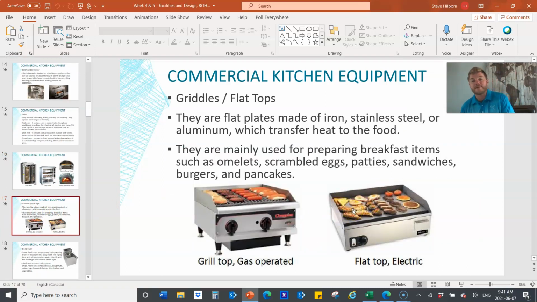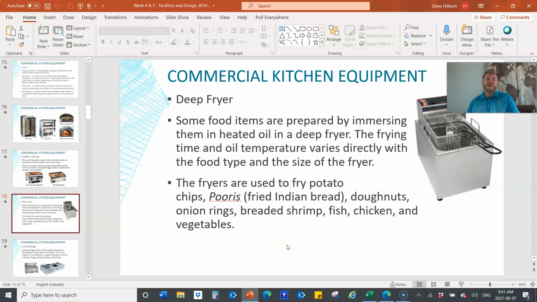There are also griddles and flat tops, so they can be made of iron, stainless steel, or aluminum. Ideally, it's iron or stainless steel. Aluminum does not hold up over heat over a long period of time. So typically they're used for preparing breakfast sandwiches, omelets, scrambled eggs, patties. If it's the grill portion of it, you can be cooking steaks or other meats and chicken and salmon and all kinds of stuff. If it's a flat top, this is where you're seeing most of your breakfast items and your burgers and pancakes.